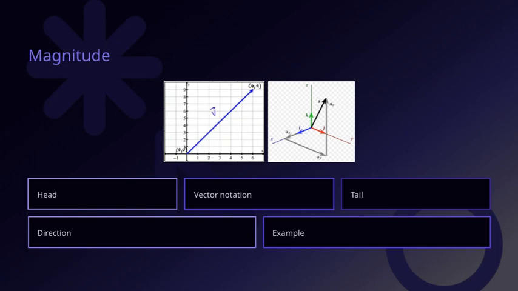Now, let's take a closer look at the tail of a vector. Think of it as the starting point or the origin from which the vector is drawn. When we talk about an example, it helps us visualize how a vector is represented in space.